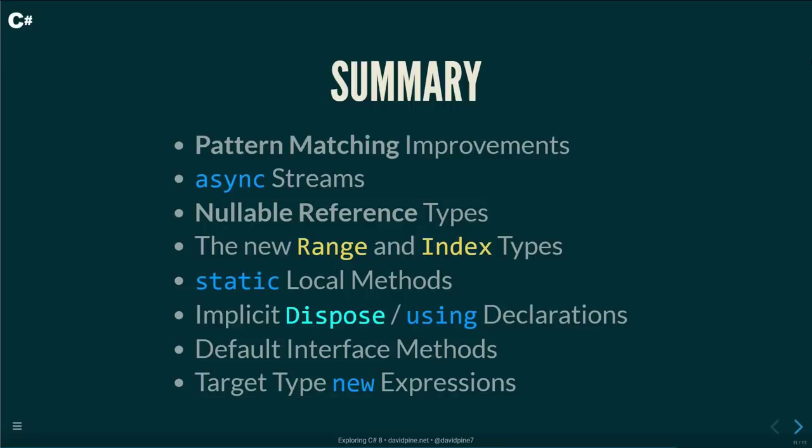Whereas with async streams, it's the true IEnumerable model in that you're polling instead of being pushed to. So as quickly as you are able to process an item and then ask for the next one is how quick you can go. Nullable reference types, pretty cool, powering the IDE to provide a potentially more error-free scenario. The new types for range and index, static local methods, implicit dispose and using declarations. Default interface methods. Do you think you guys would use that one, just out of curiosity? Yeah? Looks pretty cool. And then the target-typed new expressions.